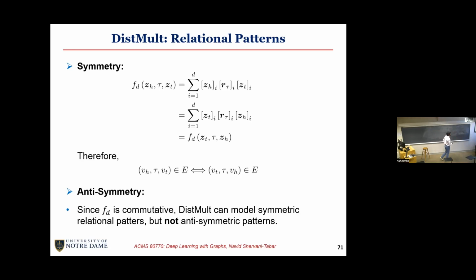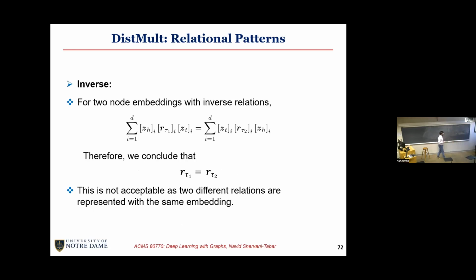All right, how about anti-symmetry? Unfortunately, we can't, because this is commutative and it can only handle symmetries. It won't be able to deal with an anti-symmetric relation, because given tau, both ways are always correct. So nothing of that sort can happen.